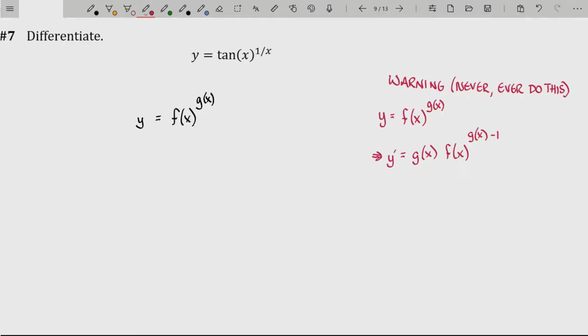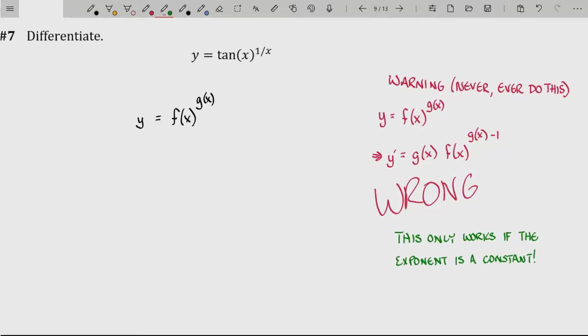Do not say, oh, y is f of x raised to the g of x, therefore y prime is take down the power and reduce the power by 1. That is terribly wrong. Wrong, wrong, wrong. That idea of bringing down the power and reducing the power by 1 only works when that exponent is a constant. That only works when it's a constant. So don't make that mistake.